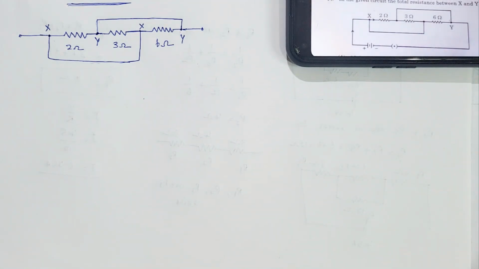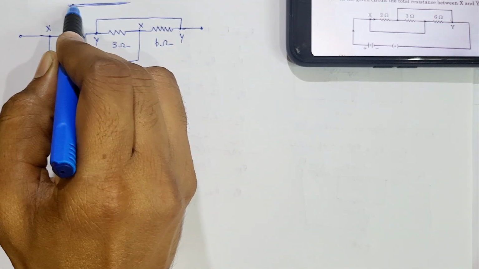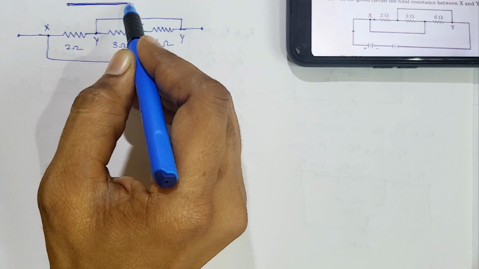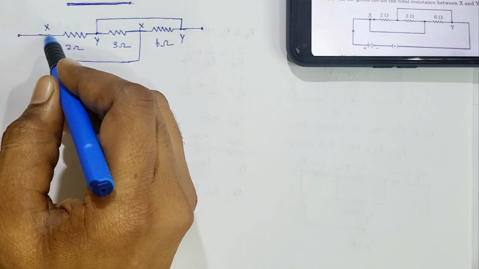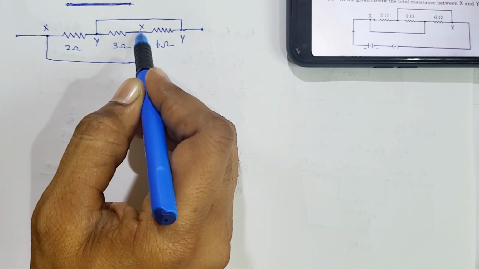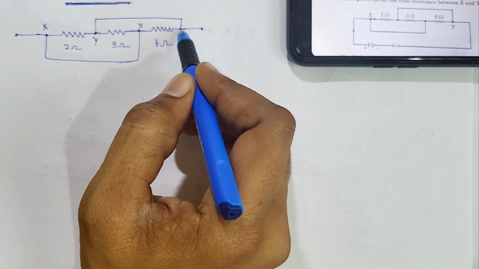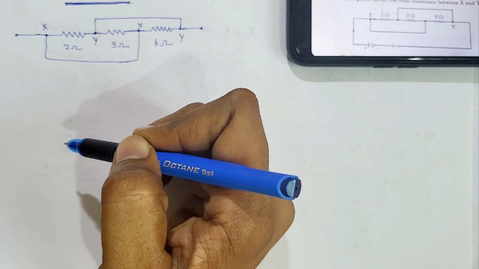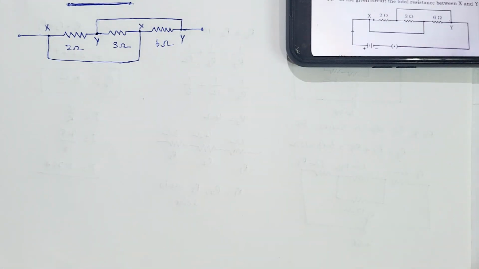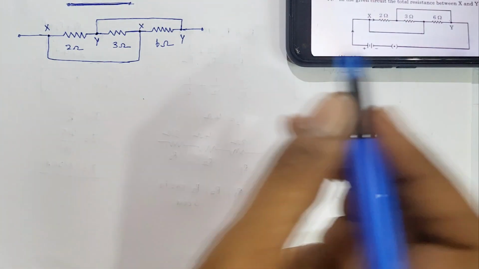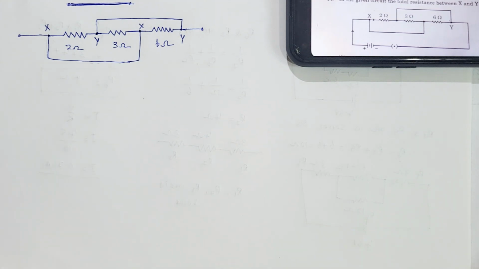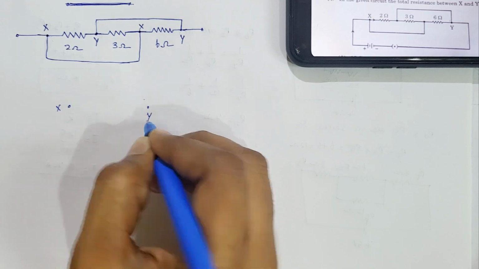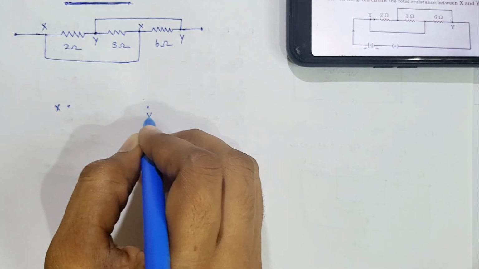Understood or not? I said when there is a wire and there is no electrical equipment connected in between, these two will be same. So here also there is no electrical equipment connected, so this one also will be X only, and here also there is no electrical equipment connected, so this one also will be Y only. Am I correct? So now we have to find the electrical resistance between X and Y.